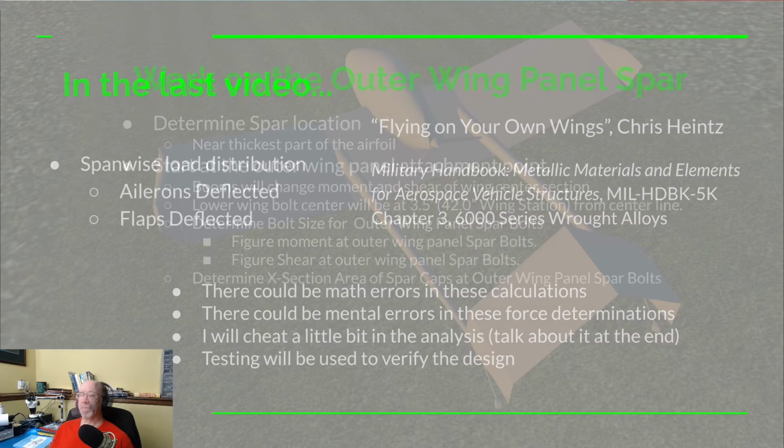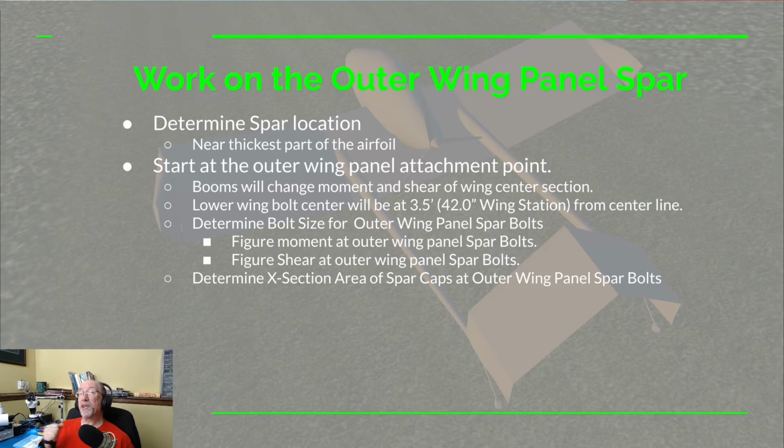Let's get to it. So let's go over real quick what we're going to determine in this video. The first thing is, where do we want that spar to be in the wing? Generally, you want it to be at or close to the thickest part of the airfoil.